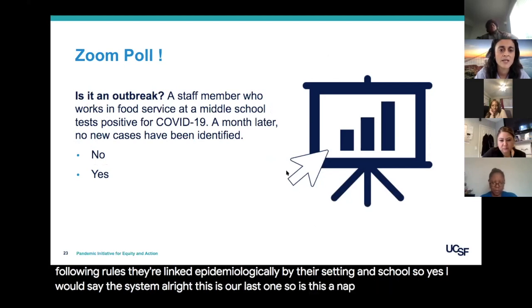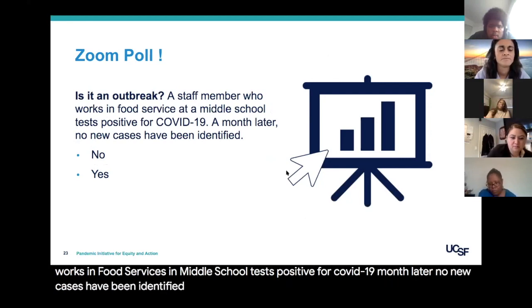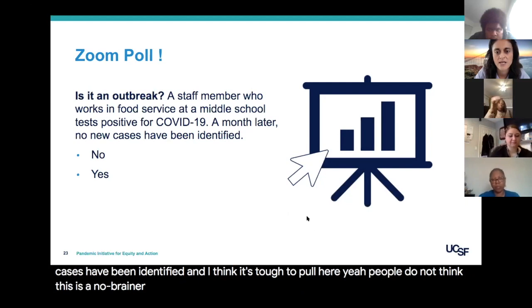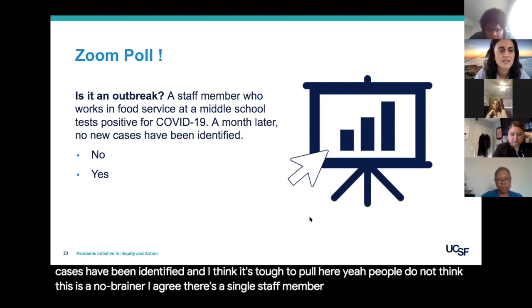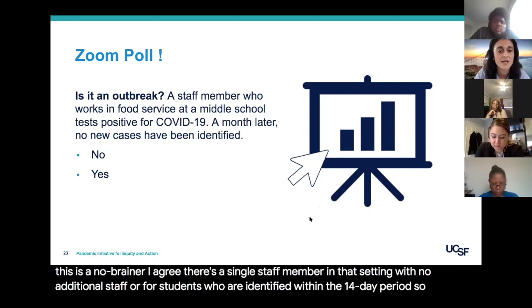All right, I think this is our last one. Is this an outbreak? A staff member who works in food services in a middle school tests positive for COVID-19. A month later, no new cases have been identified. All right, I think you can probably stop the poll here. Yeah, and people do not think this is an outbreak. I agree. There's a single staff member in that setting with no additional staff or students identified within a 14-day period. So this is not an outbreak.